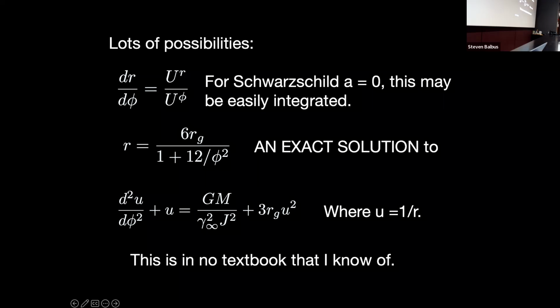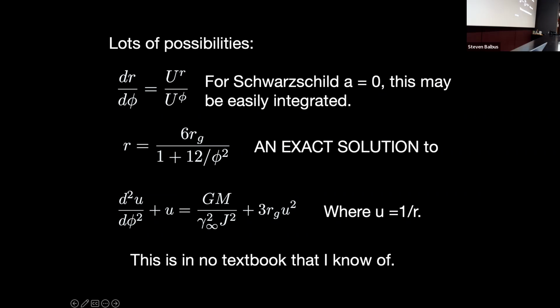This turns out to be a relatively easy equation to integrate. This is what the exact orbital solution looks like. Doesn't look very Newtonian, does it? No more epsilon cosine phi in the denominator. 12 over phi squared. You would have expected that.